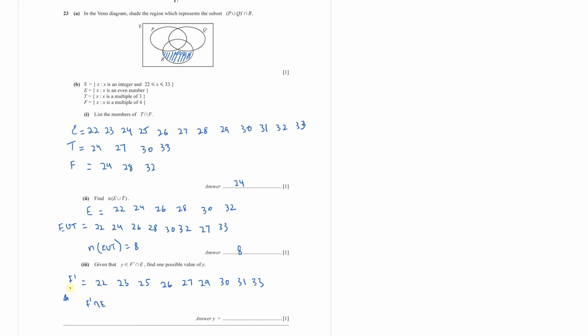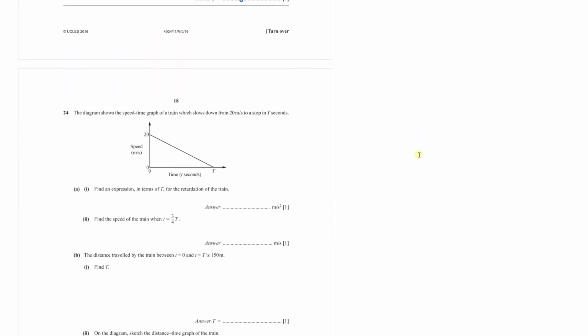So you have to basically look for numbers that are common in this and this. So 22 is common here. What else is common? 24 is not, 26 is common as well, 28 is not, 30 is common as well. So you have these three values that are part of this set. You only have to give one possible value, so you can write any of these three. So let me just write 26 here. Let's move on to the next question.